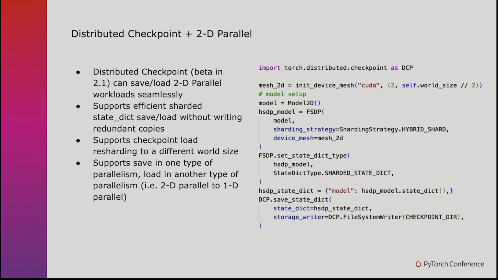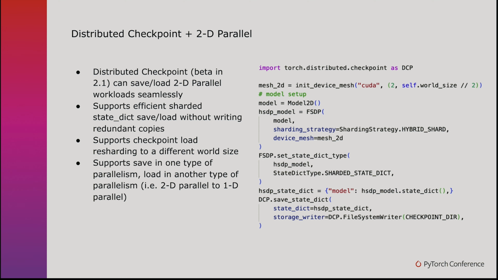So for that, we have a PyTorch native checkpoint solution, distributed checkpoint. This is beta ready in PyTorch 2.1, and together with DTensor, we're aiming to help users solve the pain points for checkpointing under distributed settings. Distributed checkpoint supports efficient sharded state save and load for fully sharded data parallel and tensor parallel. It avoids writing redundant copies to disk and allows parallel read and write. It also supports checkpoint load time resharding to a different world size when the cluster environment changes.